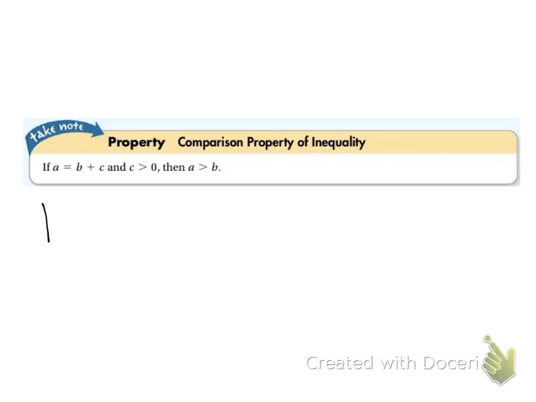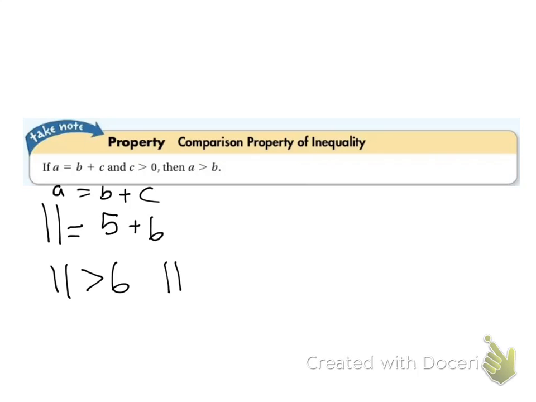Let's say 11. 11 is equal to, well, 6 plus 5 is 11. So if I look at that as a equals b plus c, I get 11 is a, 6 is b, and 5 is my c. And 5 is greater than 0, so I'm okay. It says then a is greater than b, so then 11 is greater than 6. Is that true? Yeah. And if I switch it up and instead of saying 6 plus 5, I do 5 plus 6, a is greater than b gives me 11 is greater than 5.